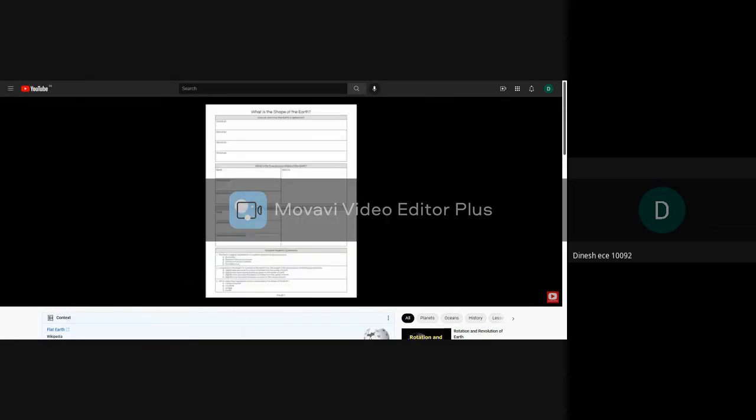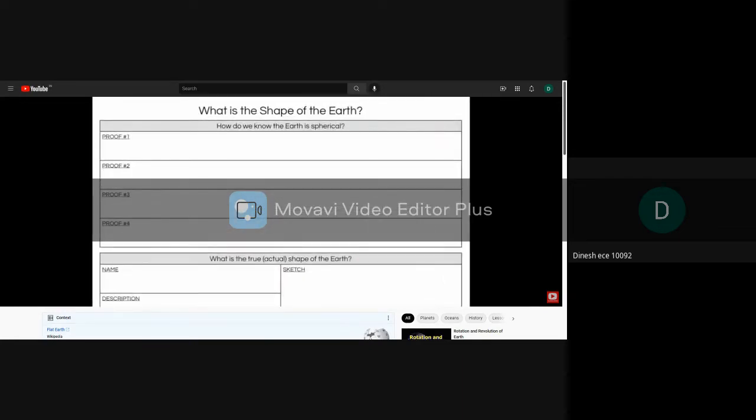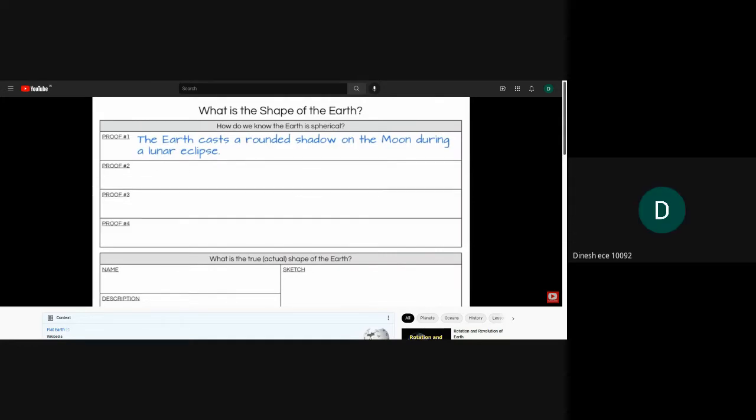Let's go to our handout. Proof number 1 is that the Earth casts a rounded shadow on the moon during a lunar eclipse. You can pause here and fill in that portion of your handout.